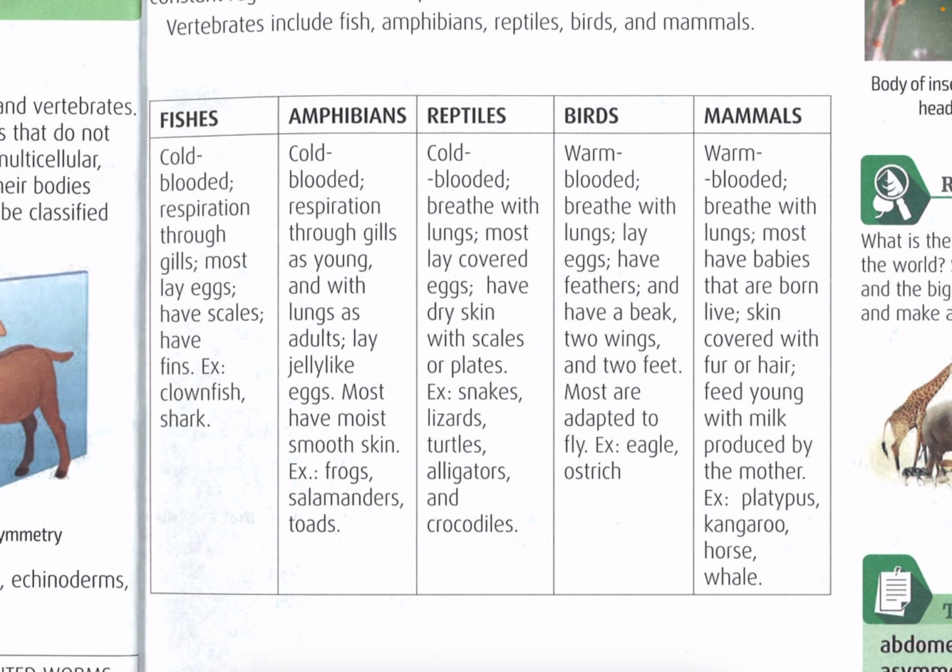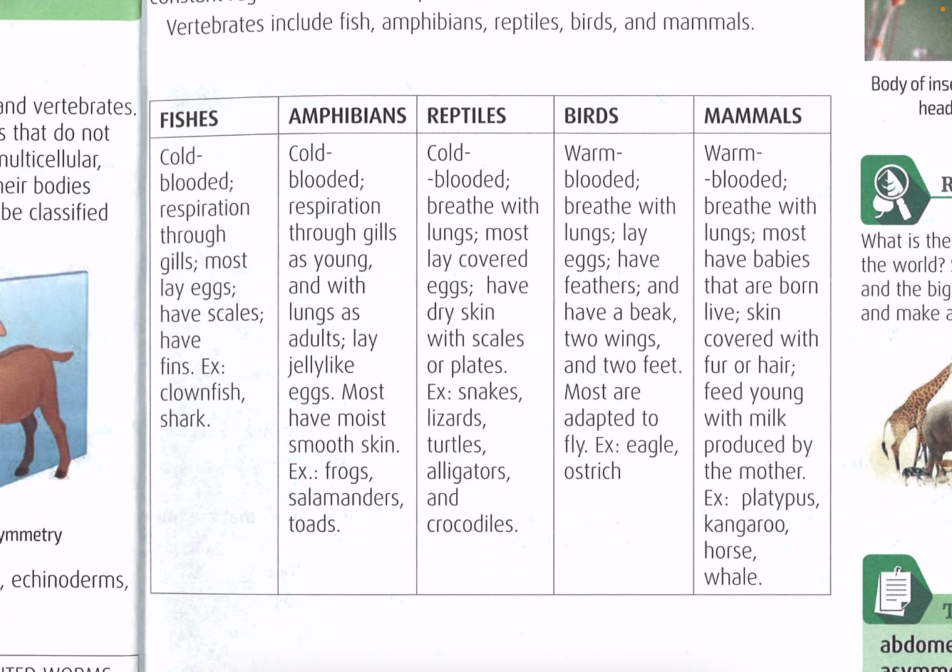The distinctive feature of the fish is that they respirate through gills. Most lay eggs, have scales. Scale – это чешуя у них, получается. И есть плавники. Fin – это плавник.